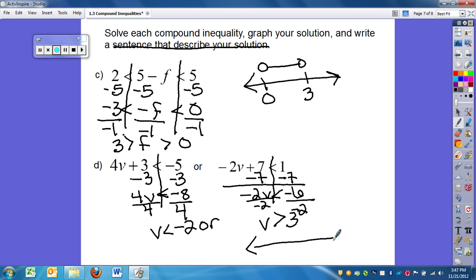So graphing this, they should be going outwards since it's OR, if I did it correctly. So I have negative 2, open circle, is less than. Open circle is greater than.